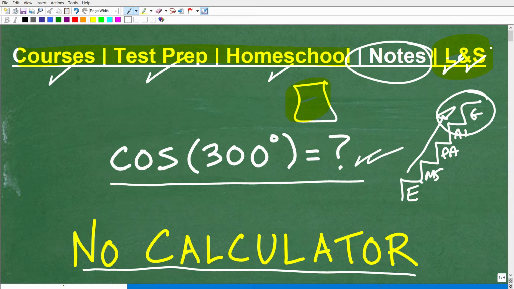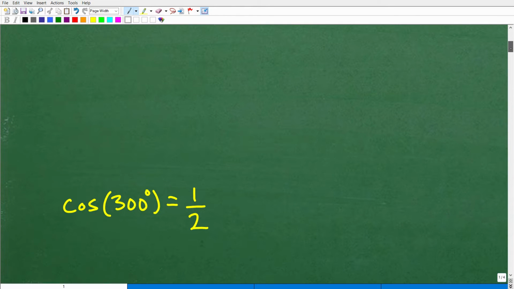Okay, so let's go ahead and figure out the answer here. Cosine of 300 degrees is equal to what? Again, we're not using our calculator. The cosine of 300 degrees is equal to 1/2. Okay, so that is the answer.